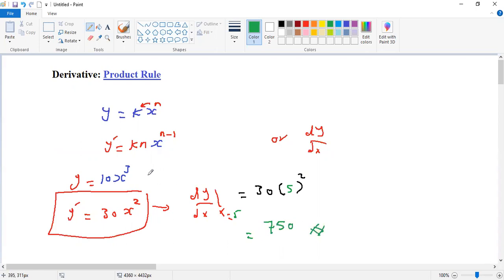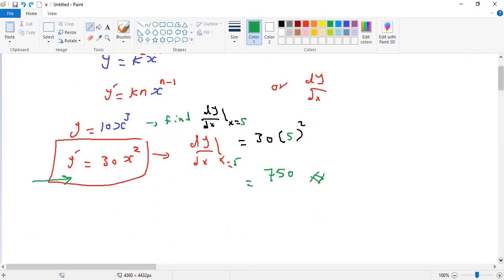So if you are asked to find dy/dx at x equals 5, first find the derivative, 30x squared. Second, replace x by 5, which is 25 times 30, 750. This is the answer.